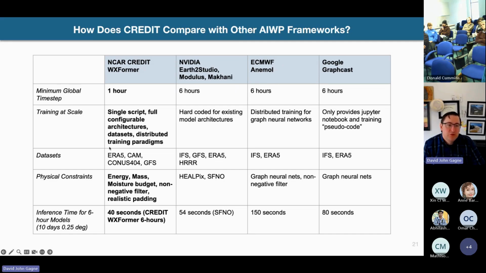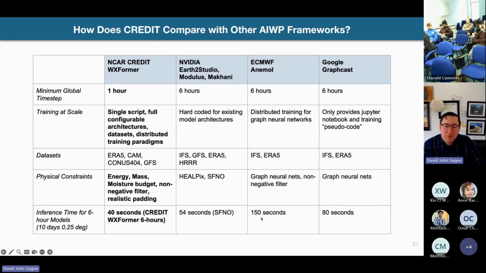We support lots of ways to train at scale. We bring in multiple data sets that you can easily integrate with the model. We had a bunch of physics constraints that we're not really seeing in other models as much just yet. And at inference time, we can generate a 10-day forecast in 40 seconds, which is even faster than the SFNO, which uses fewer variables and doesn't perform nearly as well.